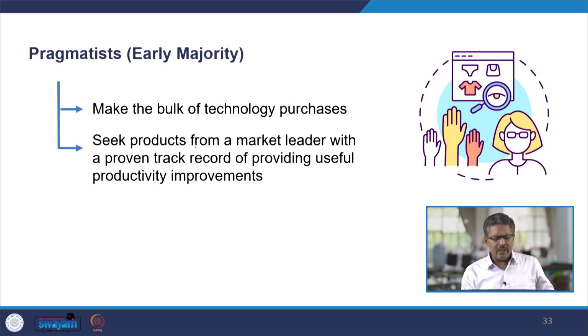The early majority people are the third group, who make the bulk of the technology purchases. So, they are the ones who make a lot of major purchases, right. And they seek products from the market leader with a proven track record of providing useful productivity improvements. So, they would follow the market leader and try to use the market leader's product so that they can also take advantage of improving their productivity.